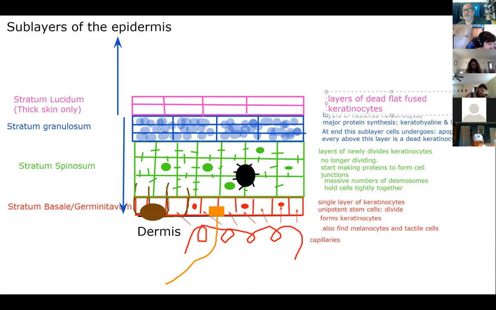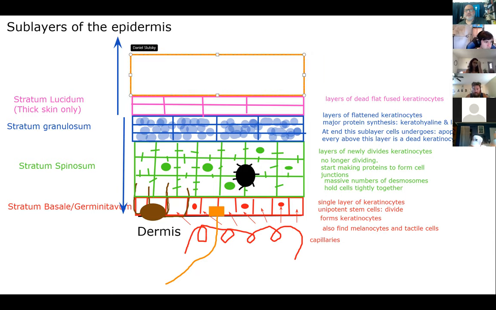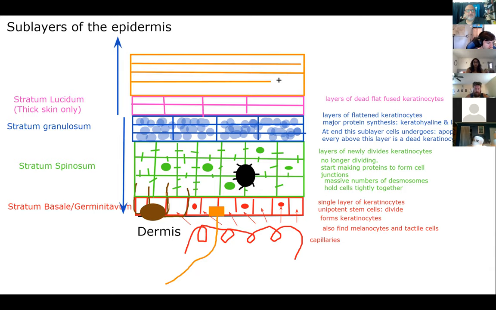Now again, the layer above this is, as I just finished mentioning, the stratum corneum. What color haven't I used? Let's go orange. And guess what the stratum corneum is made up of? Also those dead keratinocytes. Yeah, exactly. So the stratum corneum is also made up of layers of dead flat fused keratinocytes. Once you're a dead flat fused keratinocyte, can you really change what your function is? No.